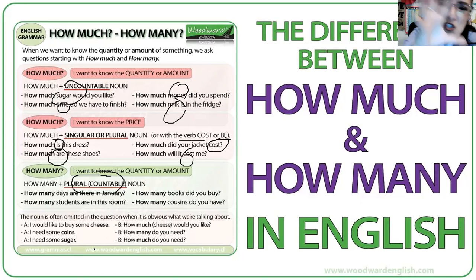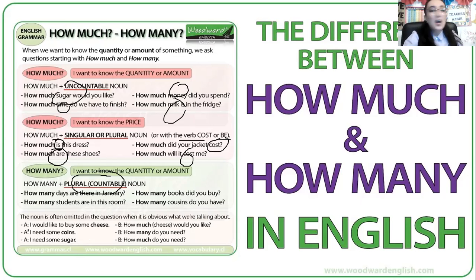The noun is going to be often omitted in the questions that we are going to be having or asking when it is obvious what we are talking about. We are going to be omitting the noun if it is obvious that we are talking about that noun. For example, I would like to buy some cheese. I need some coins. I need some sugar. How much would you like? How many do you need? How much do you need? Those are going to be the questions to these sentences.